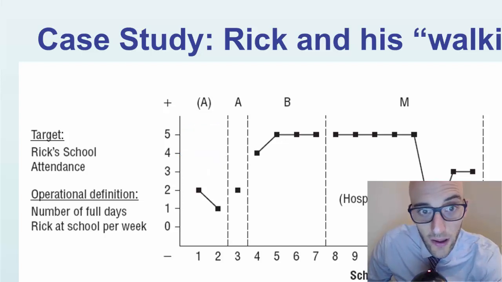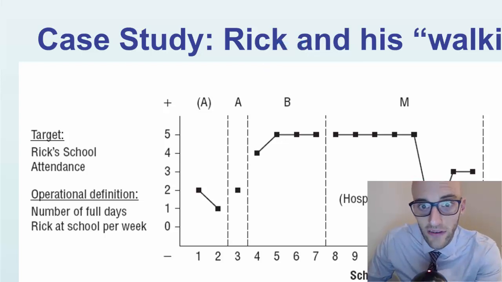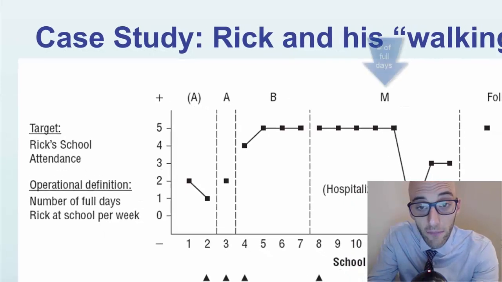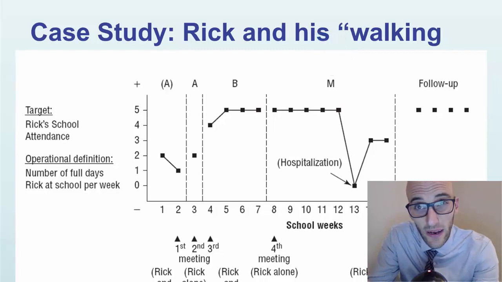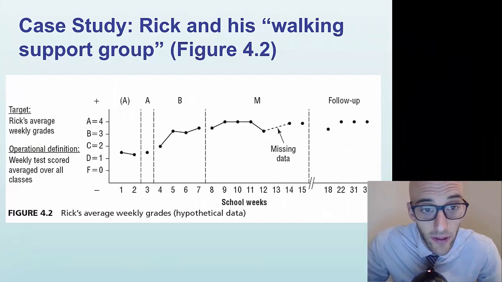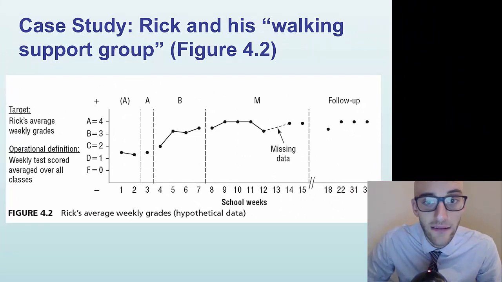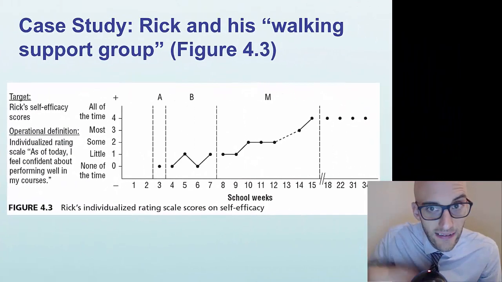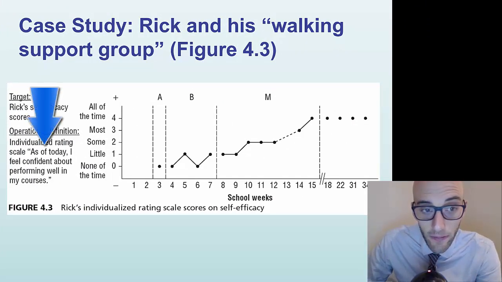As we move over to the B phase, which is the intervention phase, he starts to go 4 to 5 days a week. An M phase would be a maintenance phase, where maybe there's just supportive intervention, but not a regular intervention, or maybe a less frequent intervention, and then follow up. So this is another example, overall test score averages over school weeks, so weekly grades. Another example here of baseline, intervention, and a maintenance phase. And lastly, individualized rating scale. As of today, I feel confident about my performance.